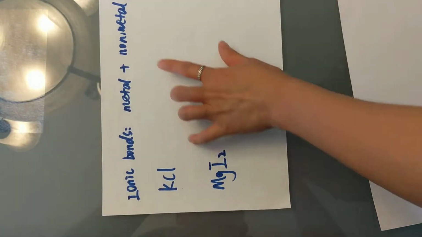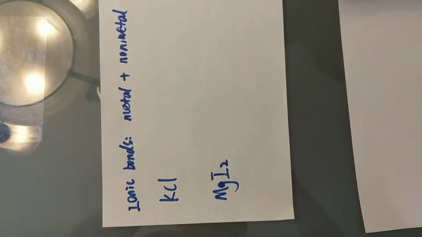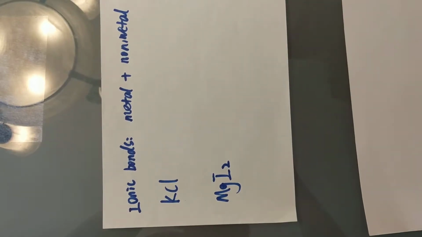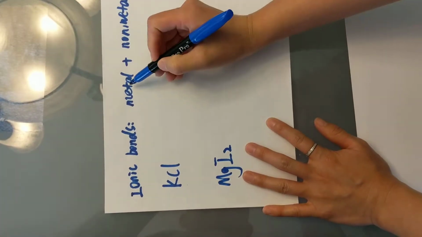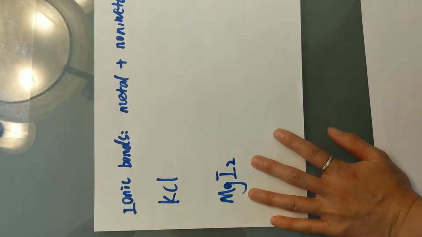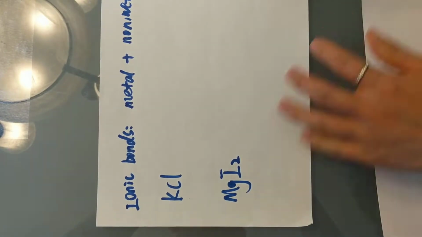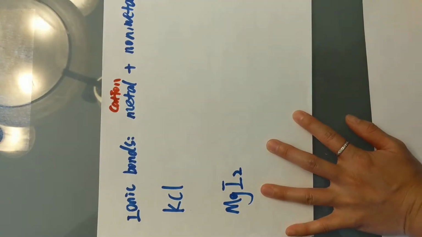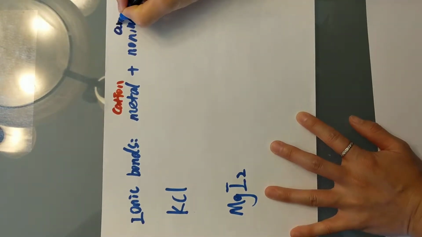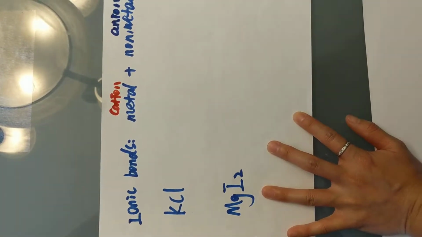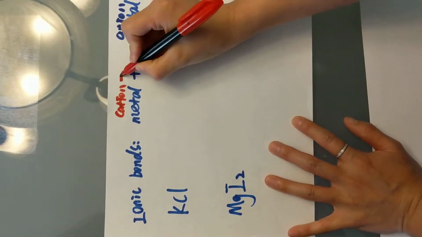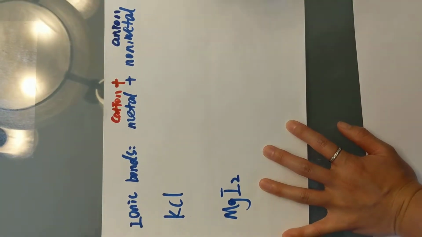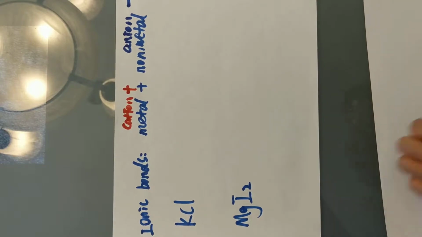So what are ionic bonds? That means metal and non-metals together. So metal, that is cation. Non-metal is anion. Cation means the positive charge. Anion means the negative charge.